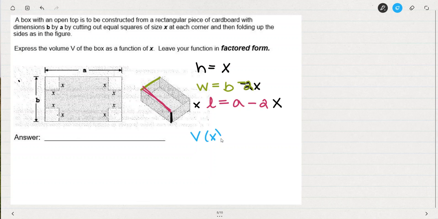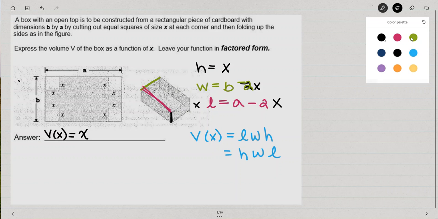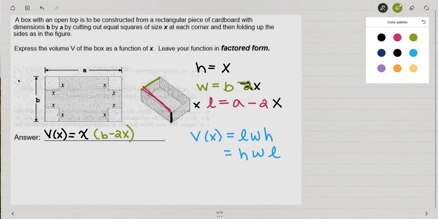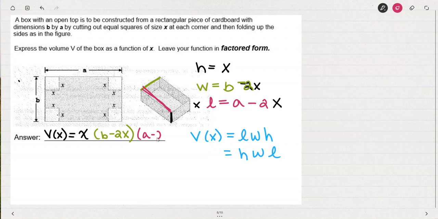So now I can write the volume. Volume of a rectangular prism or a rectangular box is length times width times height. Doesn't matter what order I put those in. When I write it out, I'm going to do the height, and then the width, and then the length. So the volume with respect to X will be the height, X, times the width, B minus 2x, times the length, A minus 2x. And there you have it.